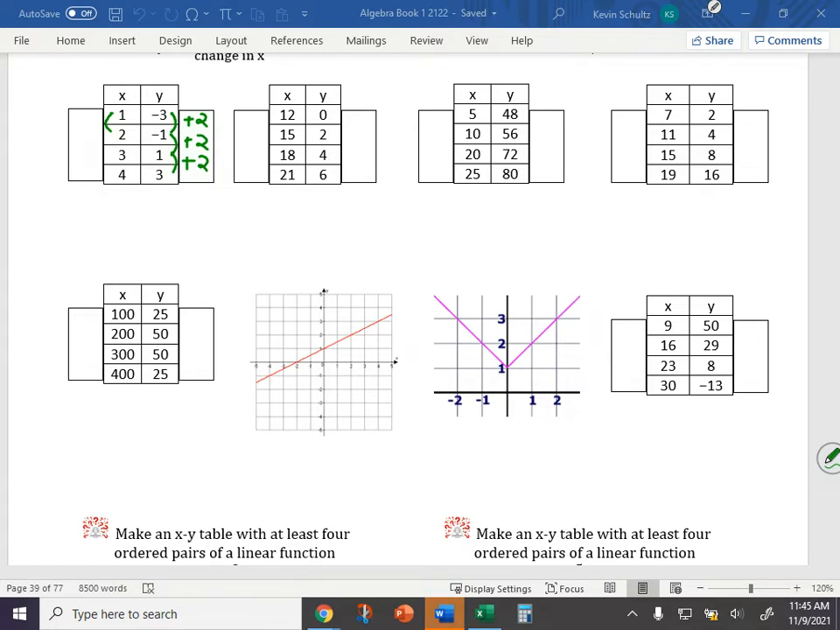Everybody. +1. Thank you, everybody. What's the change in x from 2 to 3? +1. And then change in x from 3 to 4? +1. Right?